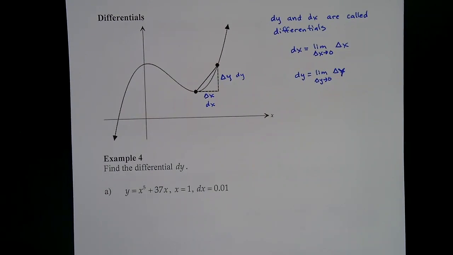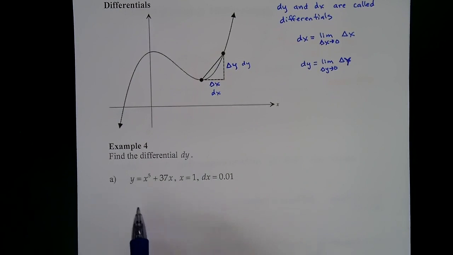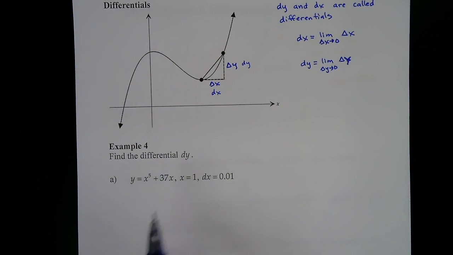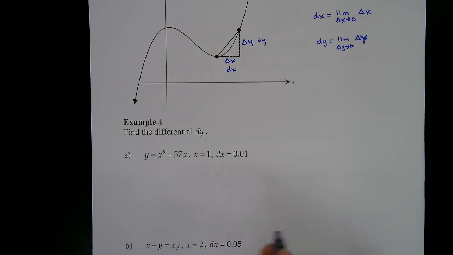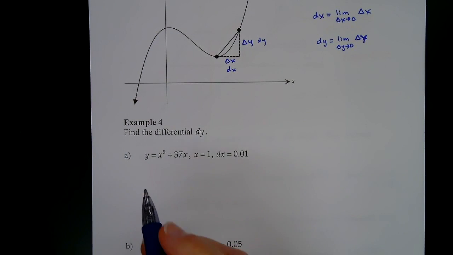Here's what happens. We want to find the differential dy. At x equals 1, if we change x by a little bit, 0.01, how does that affect the y? How much does y change by? It depends on the function. This is how we're going to find the differential dy. It's really quite easy.